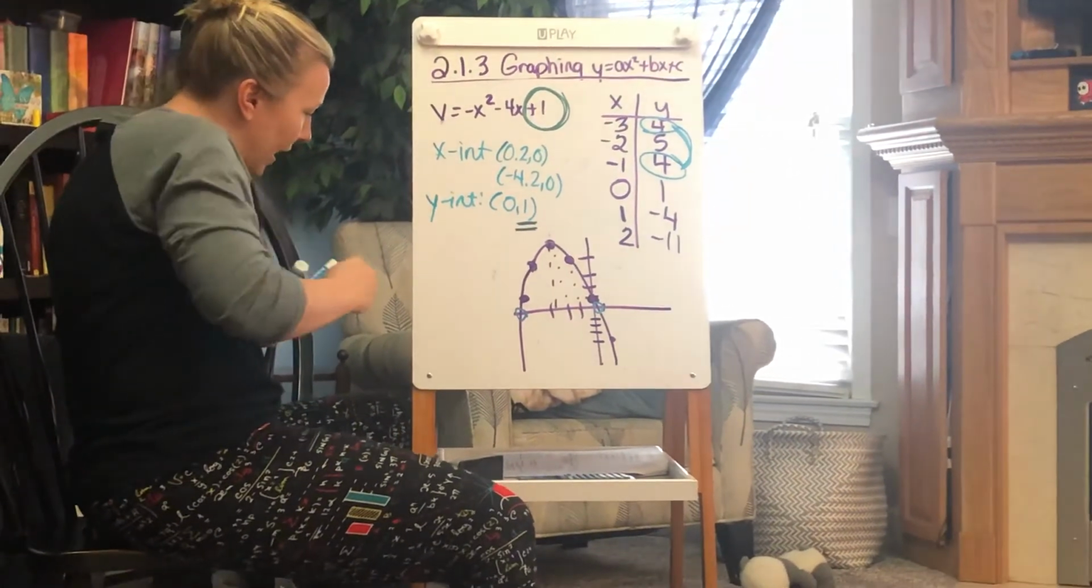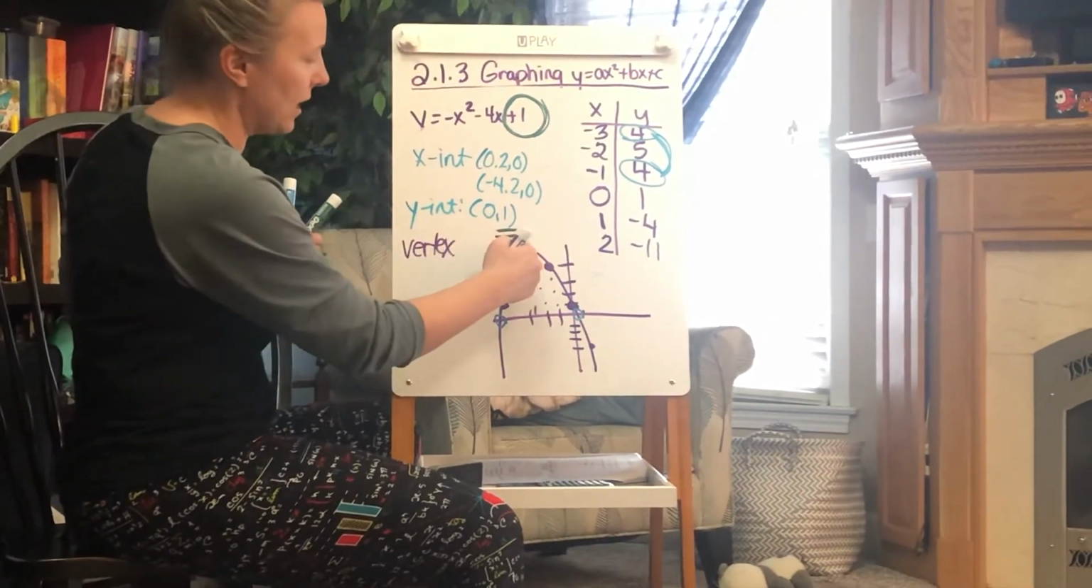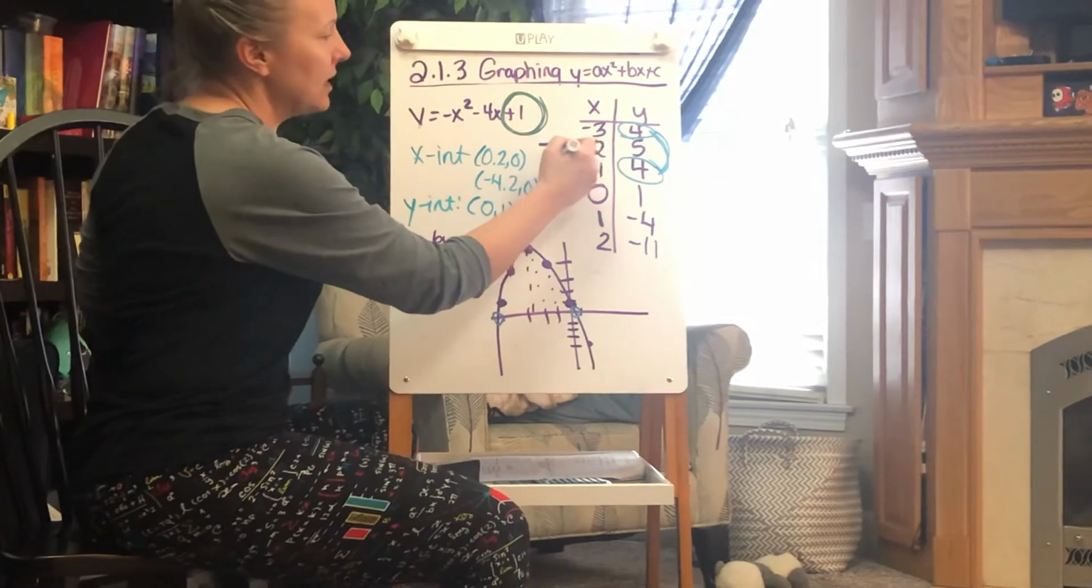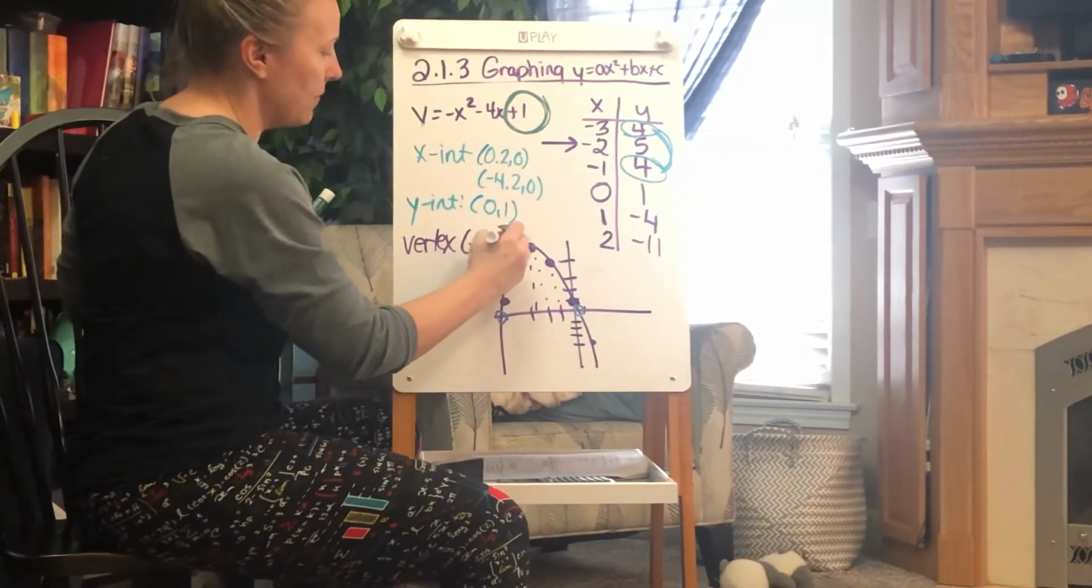The next thing she asks for is the vertex. The vertex is right here. It should also be this number that's in between the repeater. So your vertex is negative 2, comma 5.